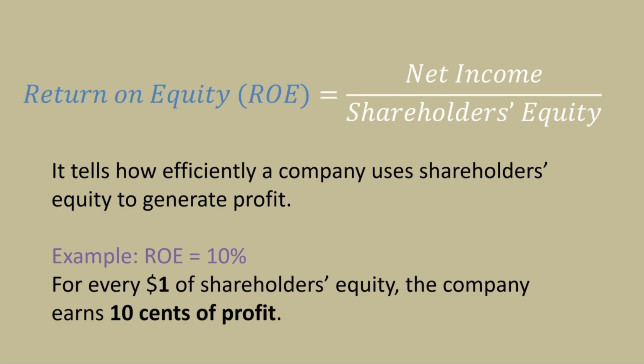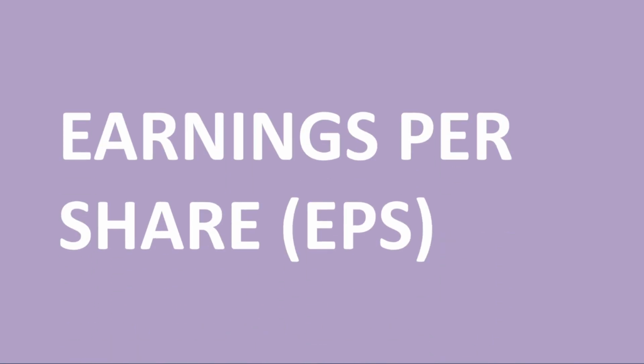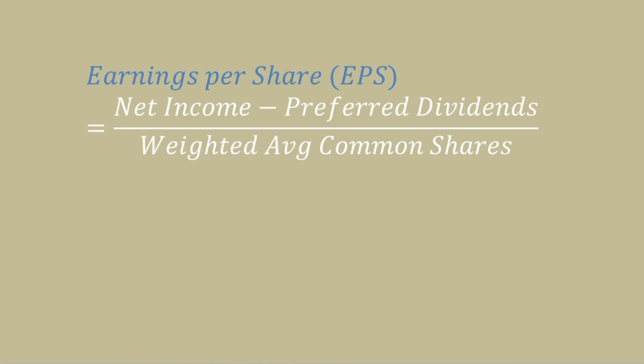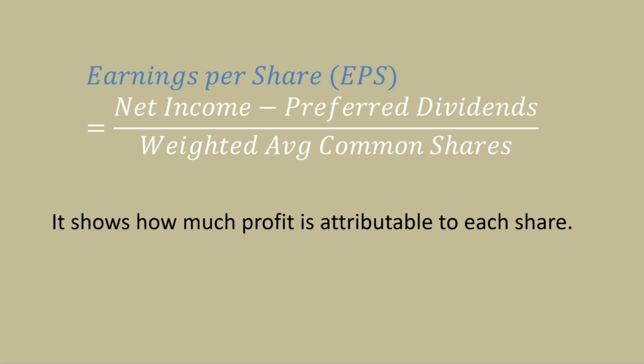The seventh one, earnings per share, EPS. Earnings per share equals net income minus preferred dividends, the difference divided by weighted average common shares. It shows how much profit is attributable to each share.